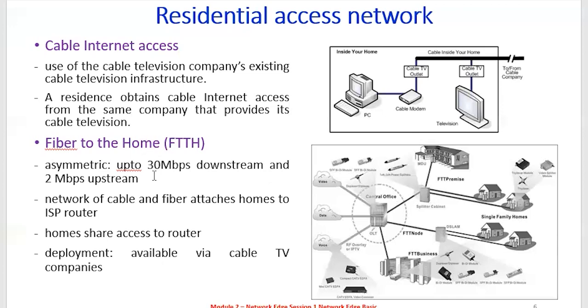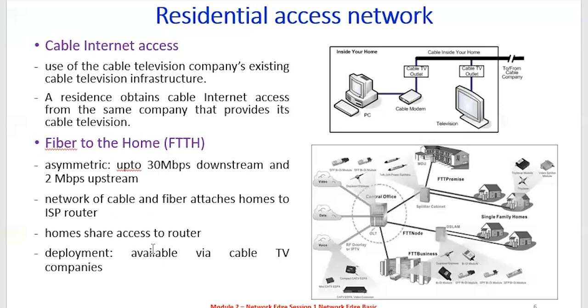So again, you have upstream and downstream, and it is asymmetric. As I said, asymmetric means both upstream and downstream data rates are not the same. So in upstream, it is giving you 2 Mbps, that is 2 megabits per second, and 30 Mbps in downstream. So the network of cable and fiber attaches homes to the ISP. So we are going to use bundles of cables and bundles of fibers that are attached to the ISP in order to obtain the internet services.